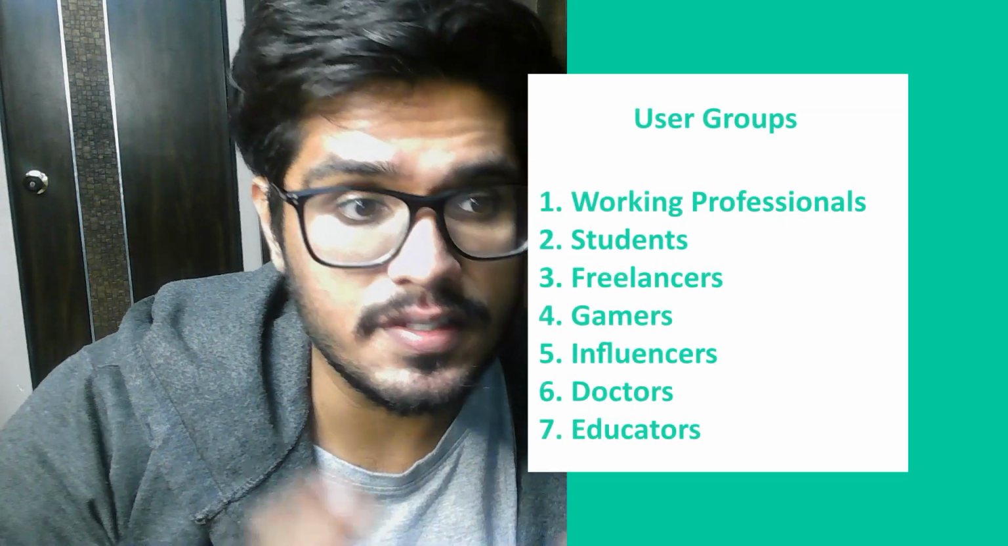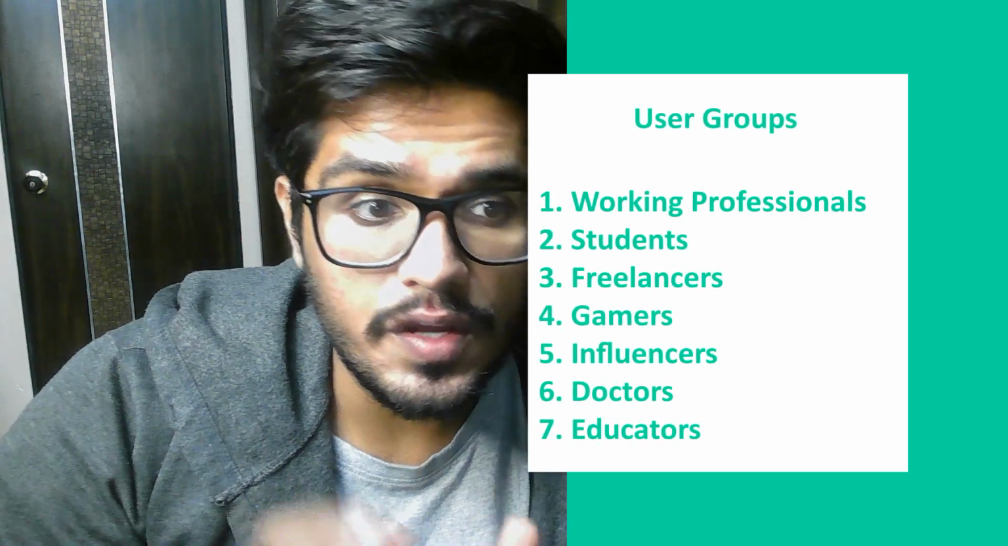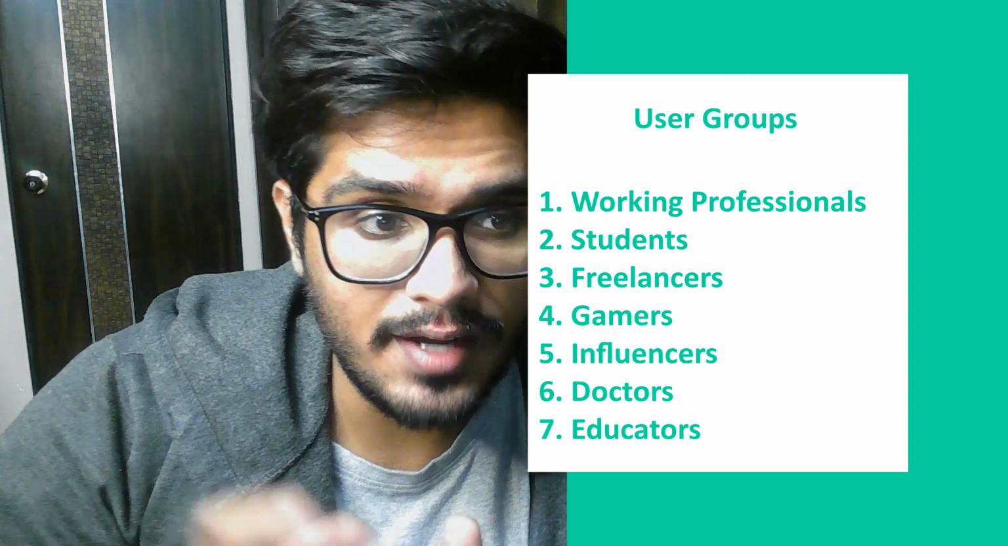Now that our questions are clear, let's move on to the users of Google Calendar. At this point, I can think of 7 user groups: working professionals, students, freelancers, gamers, doctors, influencers, and educators. As a thumb rule, you should aim to monetize the user group where your product has the highest adoption when it comes to monetizing the product. This was the user acquisition problem. You should look at that, which may not be the biggest user group. Let's move on. In this case, I'm going to choose working professionals.